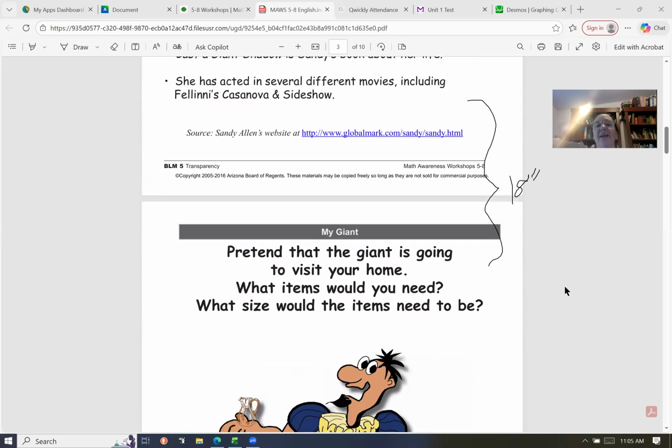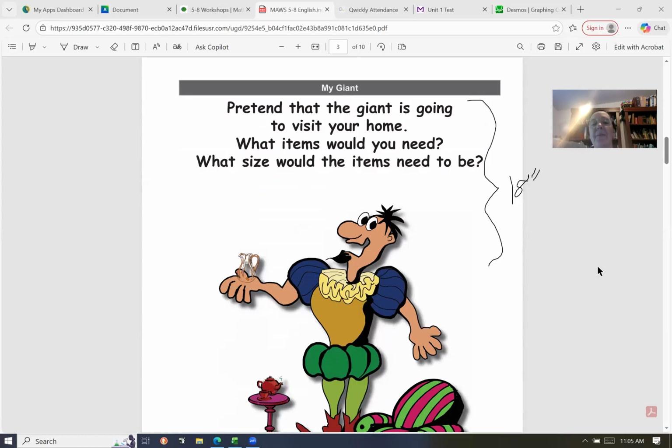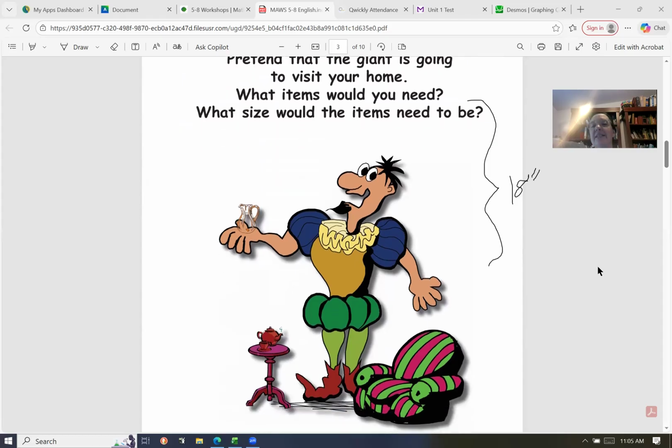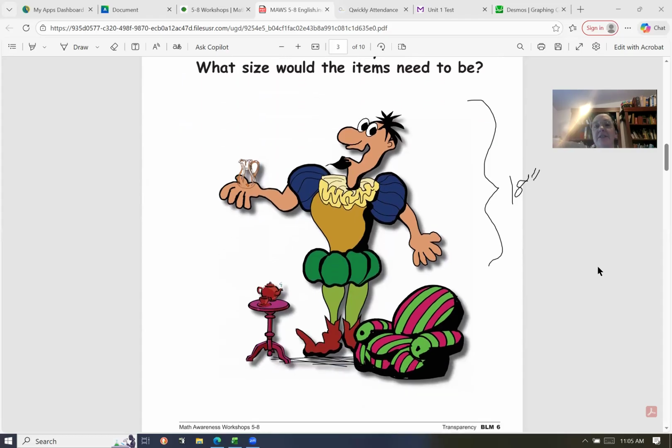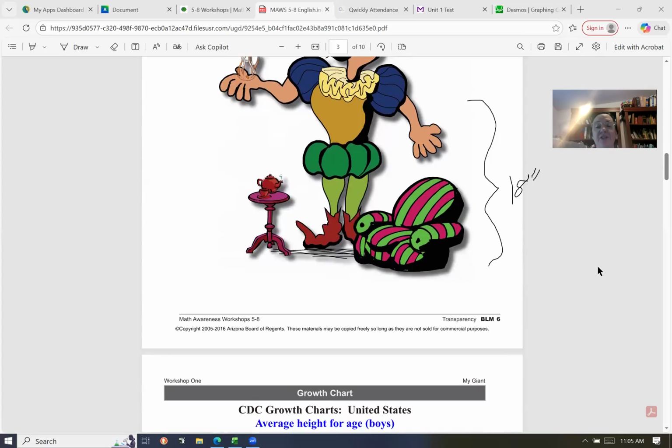Anyway, pretend the giant is going to visit your home. What items would you need? What size would the items need to be? And so you would need a tall enough ceiling, first of all.